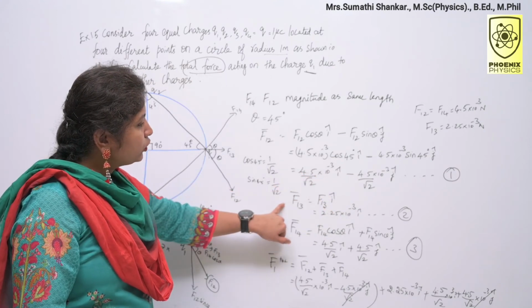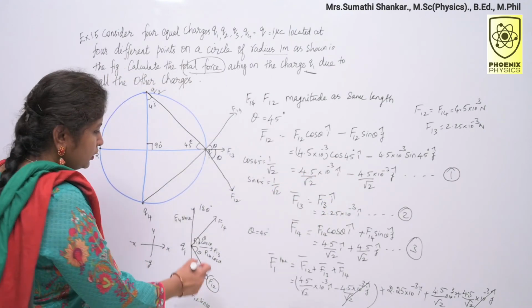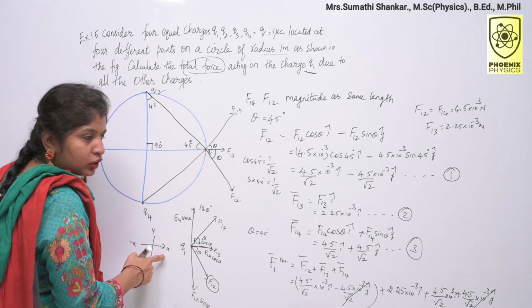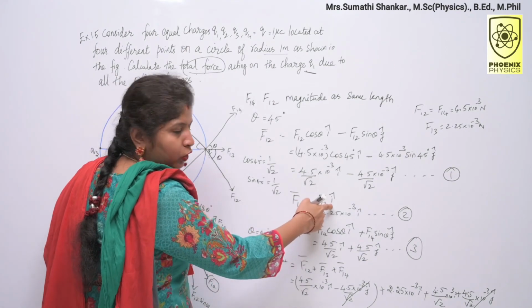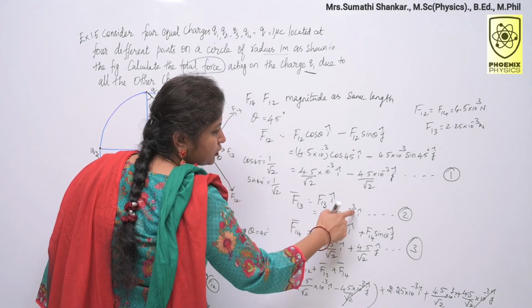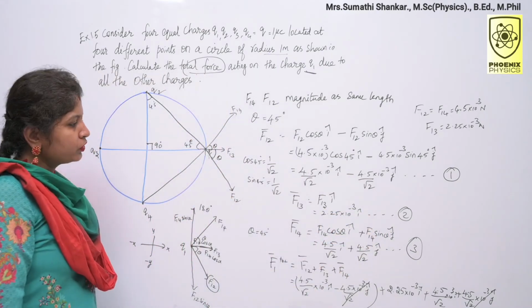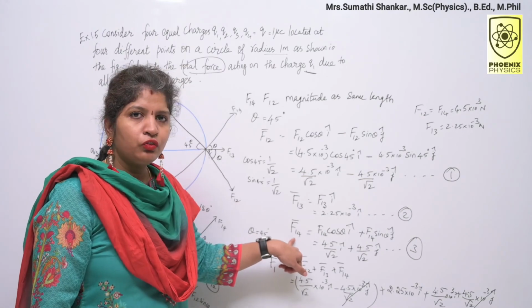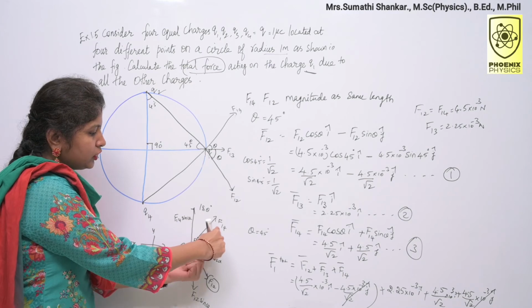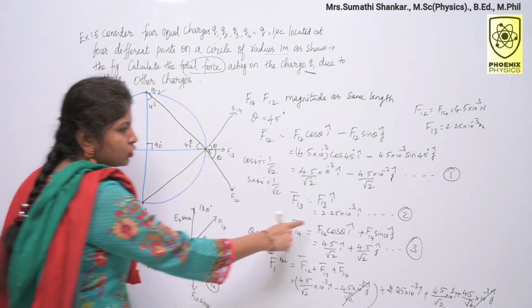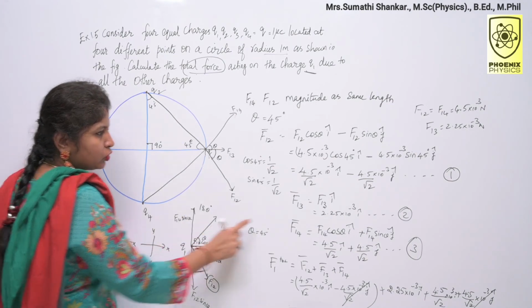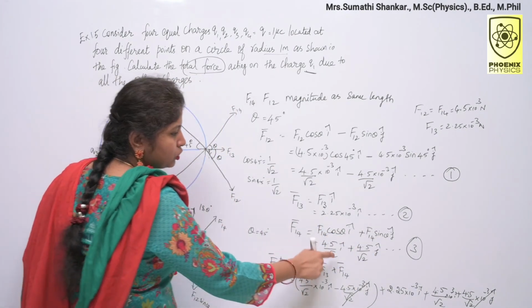Second one, I am going to find the F13 force. This is my F13 force. This force is in the positive x direction, so simply you can put i cap alone. You know the value, 2.25 into 10 to the power of minus 3 i cap. This is my equation 2. Next I am going to find the F14 force. Which is F14? This is F14. So F14 cos theta in the positive x direction, so i cap. F14 sin theta in the positive y direction, so plus j cap. Substitute the value.